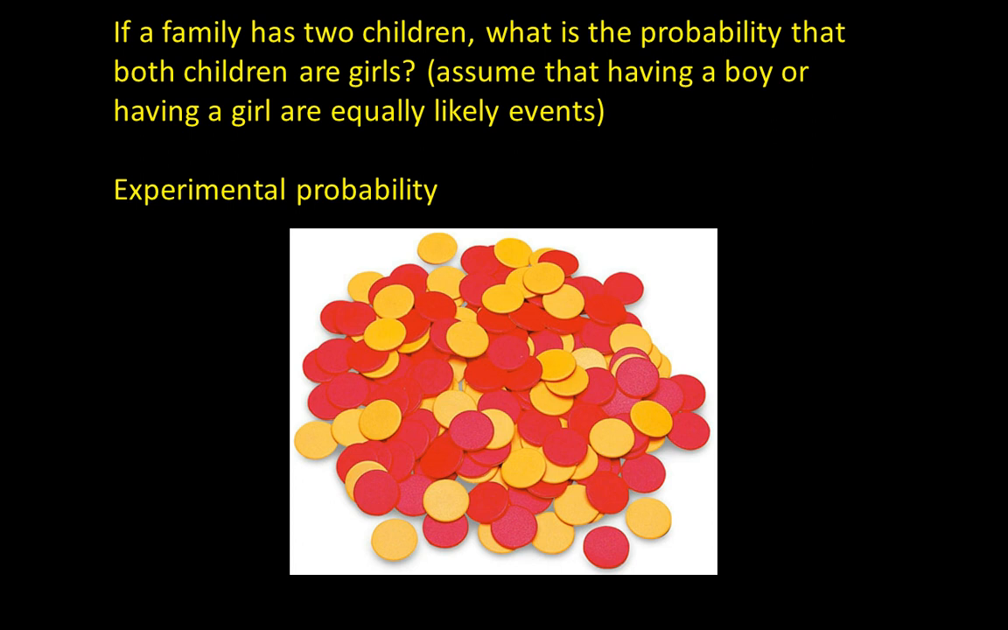So we're actually going to be doing some of these experiments in class and looking at those experimental probabilities and comparing them to theoretical probabilities. But for now, you can think about how you might design an experiment like this to determine what the probability is that both children we would have would be a girl. And we'll take a look at this in class.